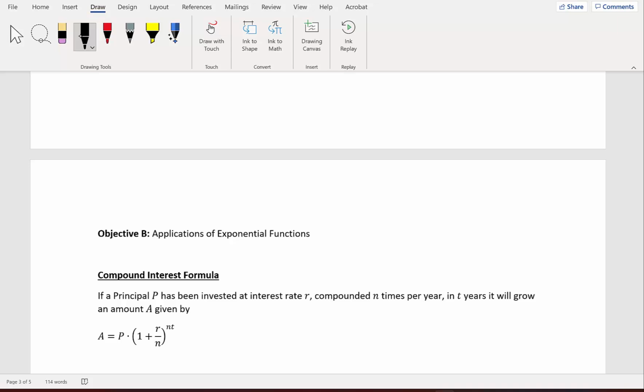Now P is the amount of money you invest or the amount of money that you're borrowing. What it means by compound interest is the interest that you collect is reinvested into the amount.